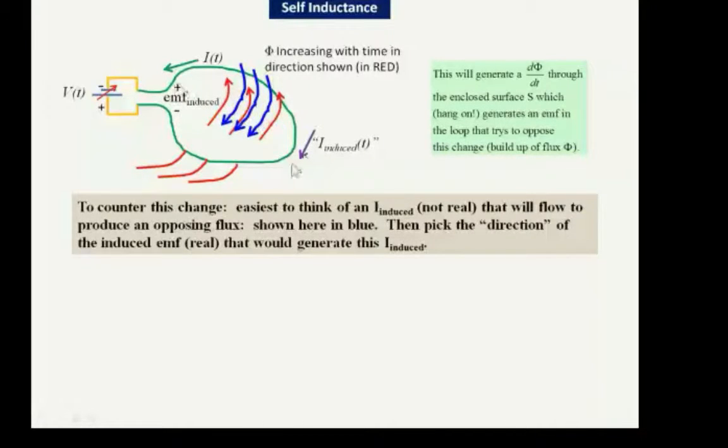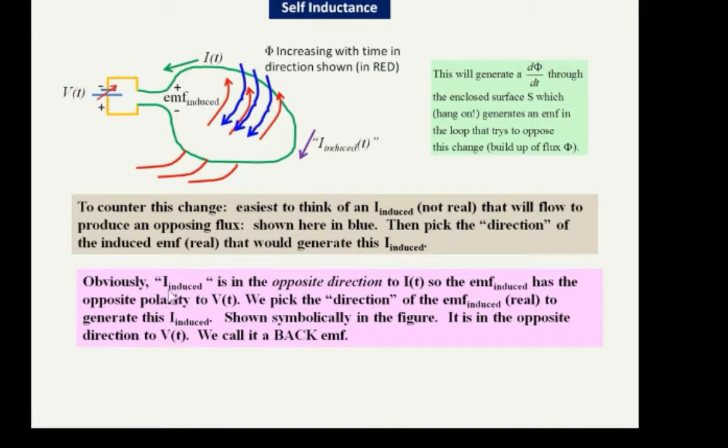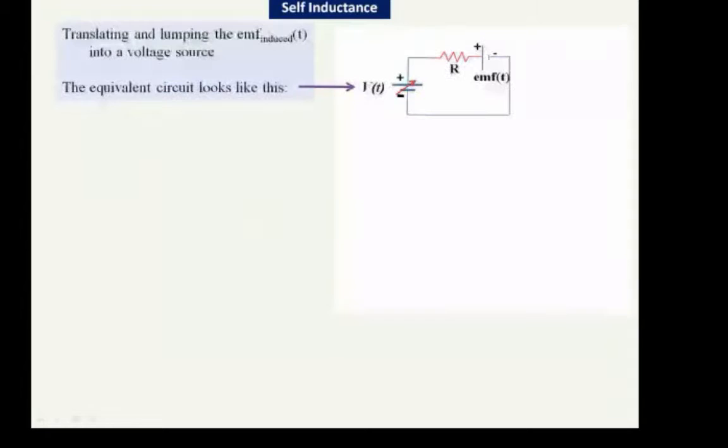We'd have plus to minus for the I-induced, and so therefore we put these signs on the EMF induced. This I-induced is in the opposite direction to I of t, and so the EMF induced has the opposite polarity of V of t. And this is only because we're increasing V with time. That helps us pick the direction of the EMF and therefore generate the I-induced. I've tried to show that symbolically in the figure, and in this case, because the EMF is opposing V of t, we call it a back EMF.